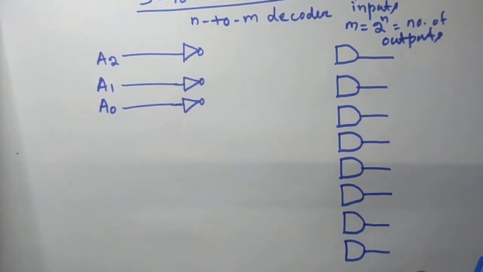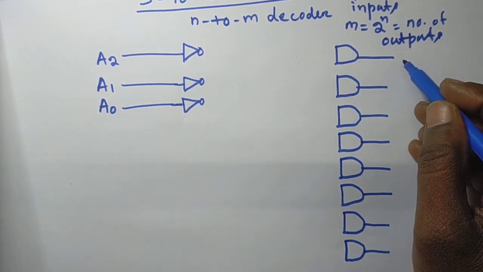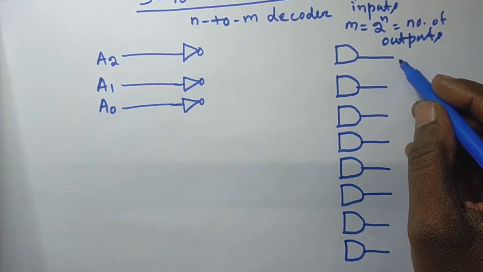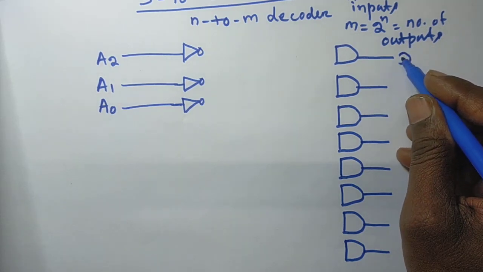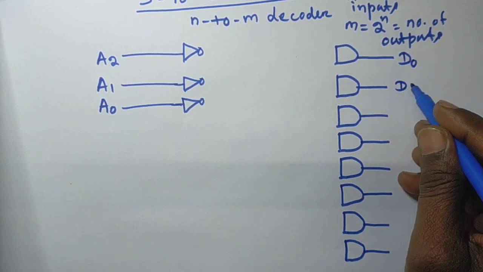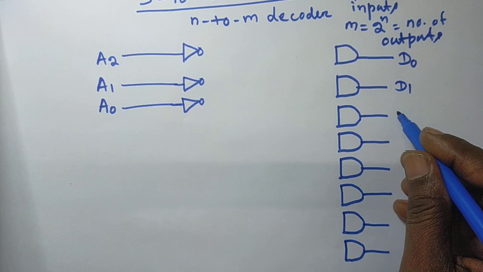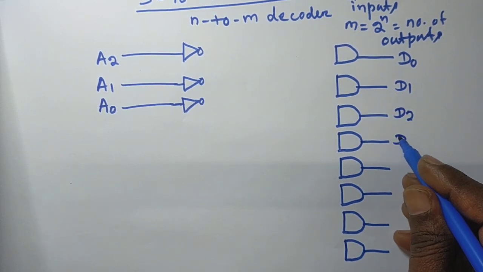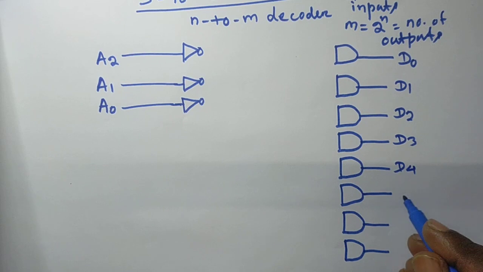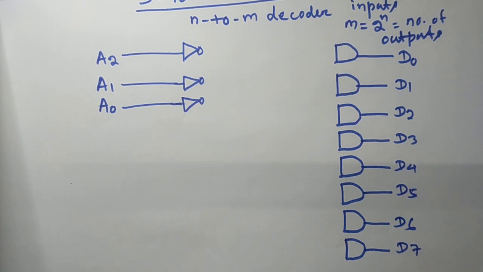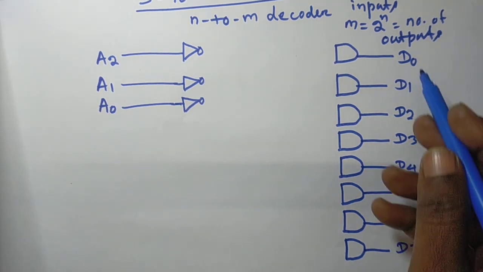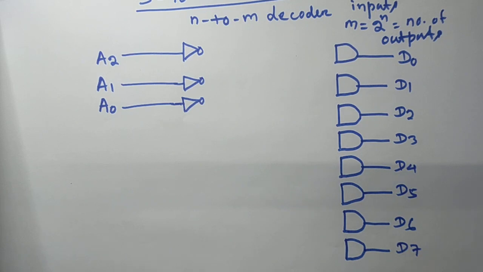Very simply, whenever each individual AND logic gate provides an output, we can start from D0 as the output, then D1, D2, D3, D4, D5, D6, D7. How many outputs? That is 8 outputs, D0 to D7. That means we can get 8 outputs.